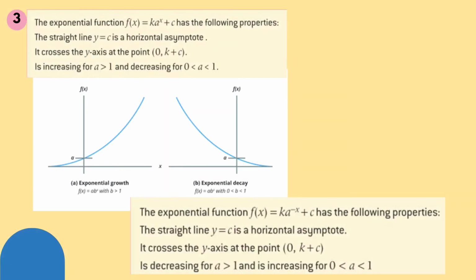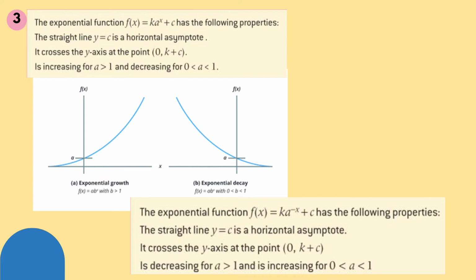The exponential function f(x) = k·a^(x+c) has the following properties. The straight line y = c is a horizontal asymptote. It crosses the y-axis at the point (0, k+c), and is increasing for a > 1 and decreasing for 0 < a < 1.